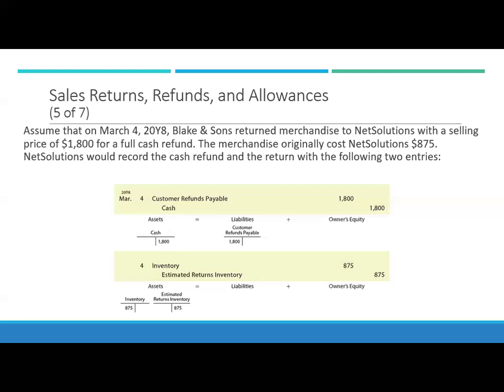So then when the inventory actually gets returned, we reduce our liability by debiting customer refunds payable, and we credit cash because we have to pay the cash back as a refund. And then debit inventory and credit estimated returns inventory, as the inventory goes from this estimated inventory still in the customer's possession into our possession. And now it's in our inventory system. Now, if we did a physical count, it would show up.